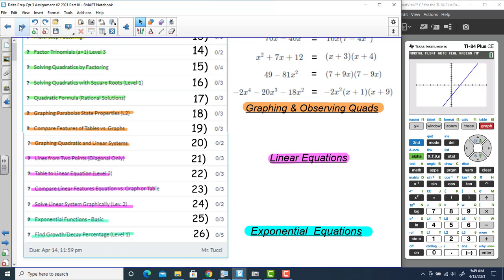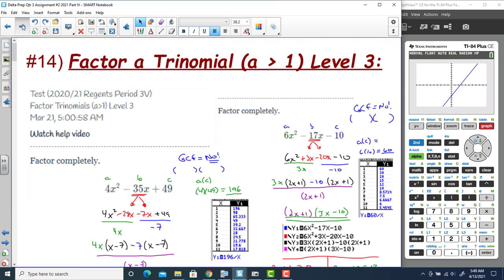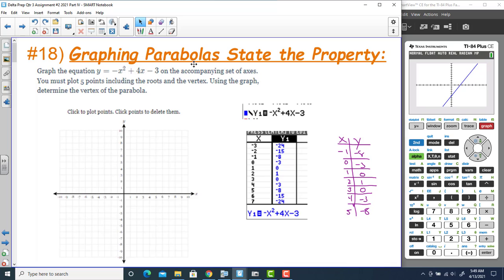Let's get started. If I jump to skill number 18, it's asking you to graph a parabola and state the properties. Specifically, Delta asks you to graph the given equation on the axis that's been given below, and it suggests that you have to plot 5 points, including the roots and the vertex, using the graph, and then ultimately determine the vertex of the parabola.